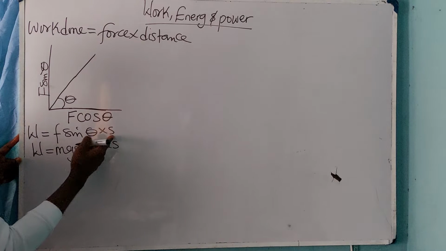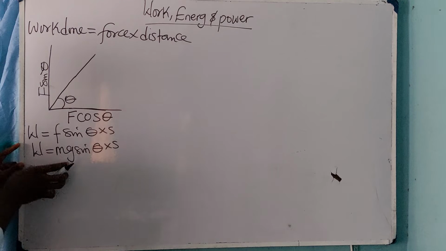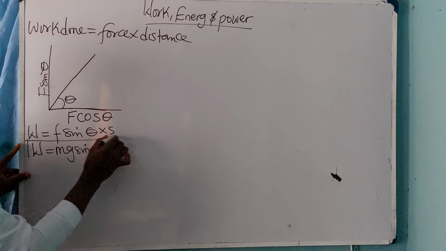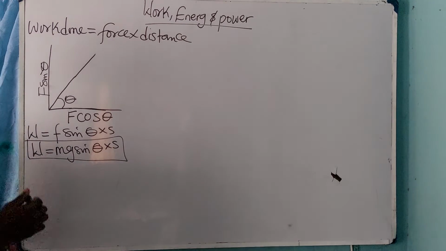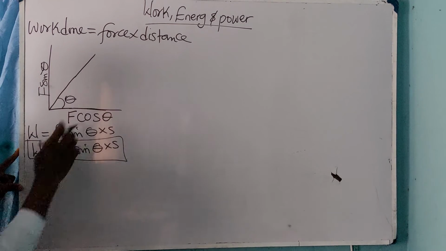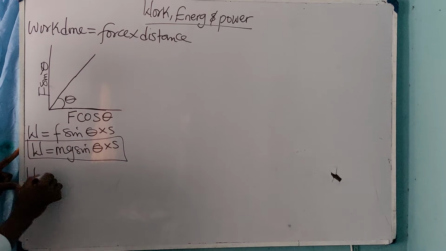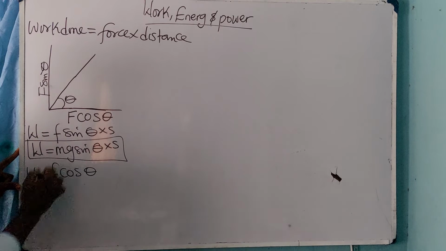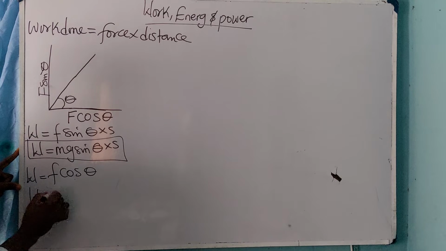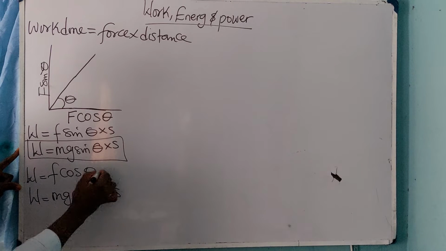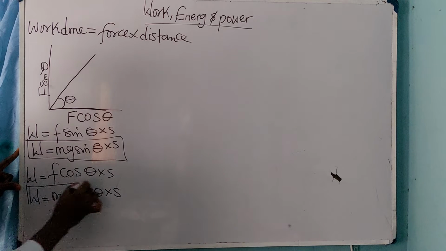Now this is the distance. This is the work done along the vertical axis, but the work done along the horizontal axis, or horizontal distance, is usually force cos theta, theta being the horizontal angle. Therefore, work done is equal to mg cos theta times s. Alright, so please take note of that.